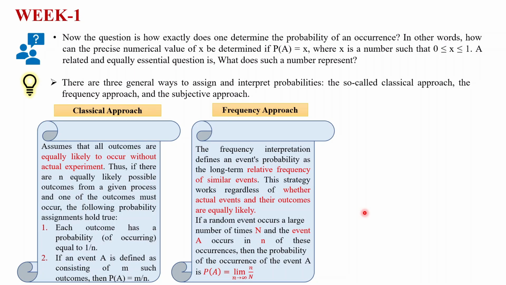But in the frequency approach, how can it be approached? If we toss a coin one time and suppose we get head, then we toss it again and suppose we get head again, what is the probability of getting head? There are two trials and we got two heads, so the probability would be 1, but that is not right. Suppose the third time we get tail. If we keep tossing, you can see that the probability of getting head converges to 0.5. Similarly, the probability of getting tail also converges to 0.5.